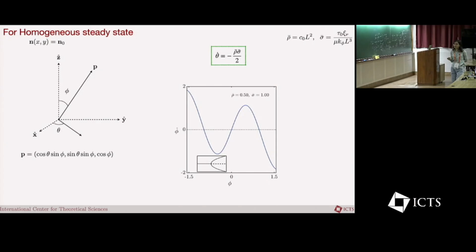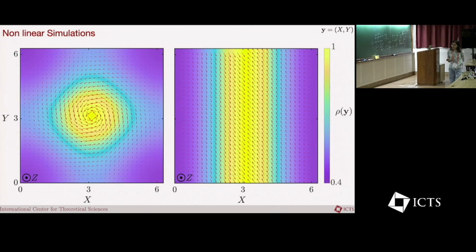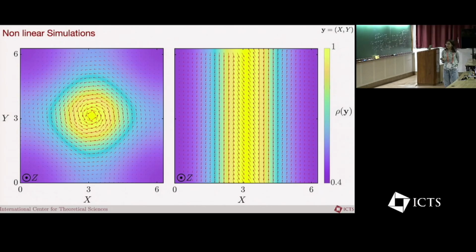Till now, all the results are for a uniform carpet. Now we ask, what if we put a density with some heterogeneity on the carpet? To do so, we start with these two models of density field. One is a Gaussian patch, another is elongated. And the corresponding polarity evolution for these two fields looks like this. In the Gaussian patch, you can see the system reaches a steady state. All of the polarity vectors get aligned in some swirling pattern.